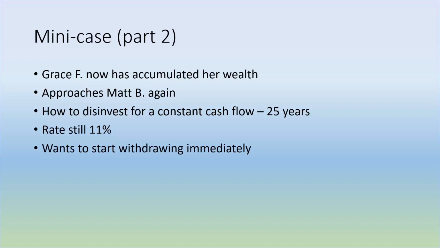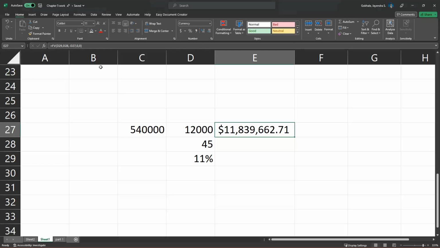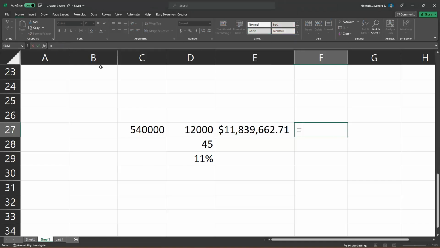Get it? It's not annuity anymore. It's annuity due, right? So she wants to start withdrawing immediately for 25 years. What would be that constant payment? So now what we do is take this as a starting value. So find out the payments that correspond to this present value. Payment at the rate of 11%. Number of periods is not 45 but 25. The present value is minus 11,000.